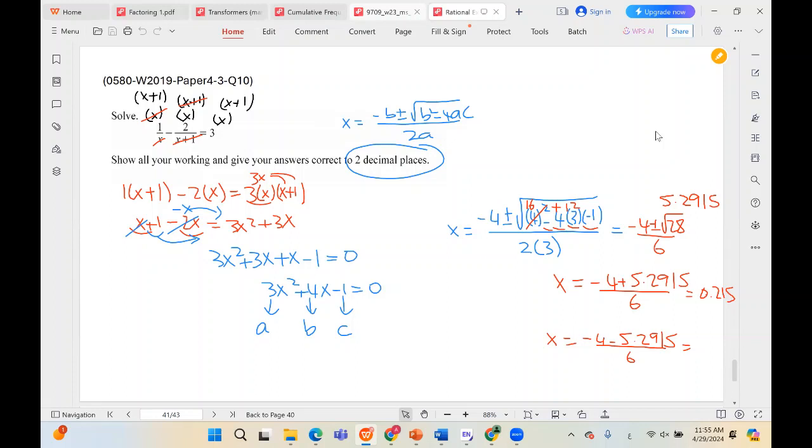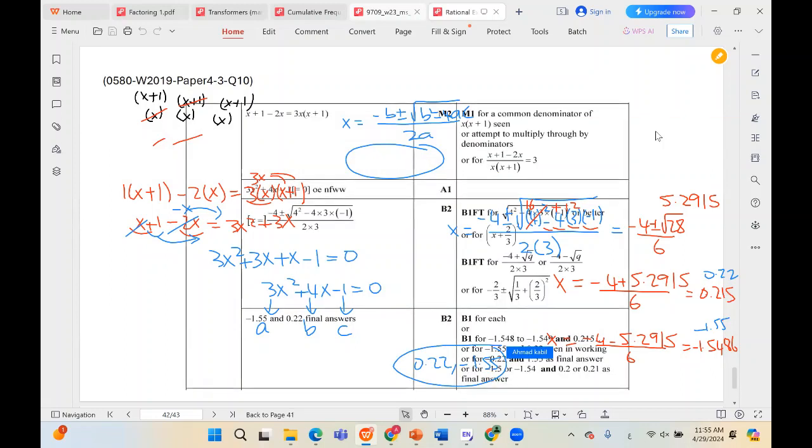So negative 4 minus 5.2915 divided by 6 is negative 1.5486. Now we take the final answers to 2 decimal places. So this will be 0.22 and this will be negative 1.55. So the final answer is 0.22, negative 1.55. And this is the correct final answer as well.